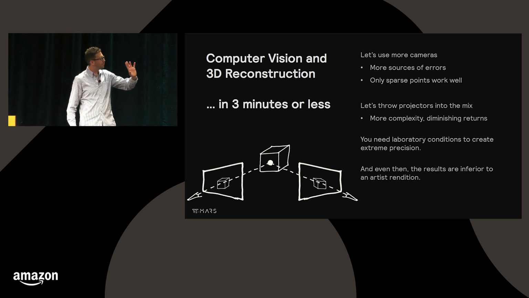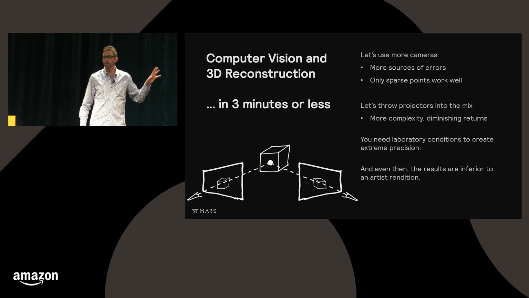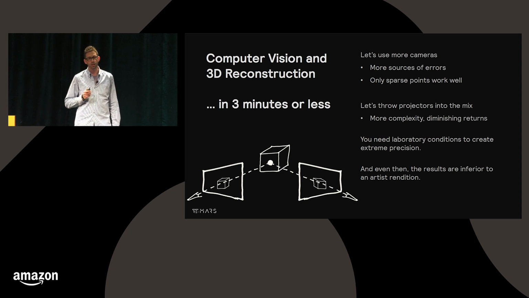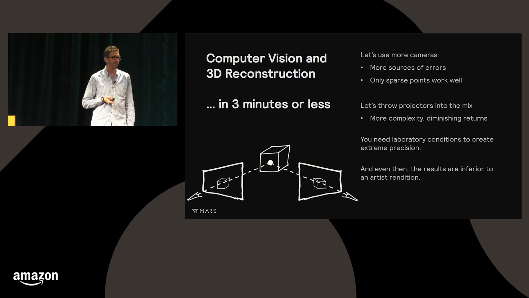And even if I was able to do all of these things, the results are still inferior to what I would have gotten if I'd given it to an artist. Because I don't get the geometry that I wanted to have. I don't have that nice editability. I don't have the topology that I wanted to have. So this is very problematic. So basically, my thesis here is that computer vision in and of itself is not going to solve this problem of what I would call sparse image reconstruction.